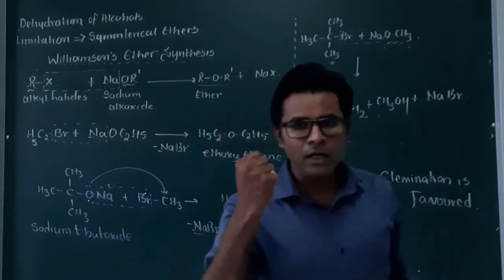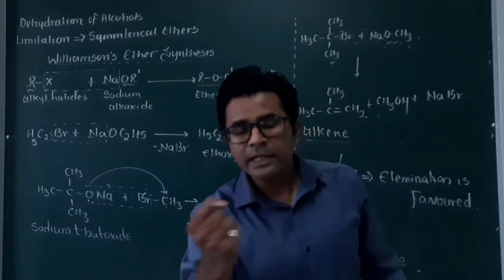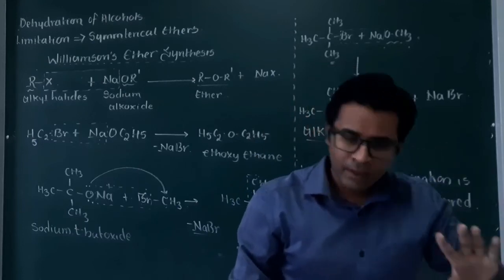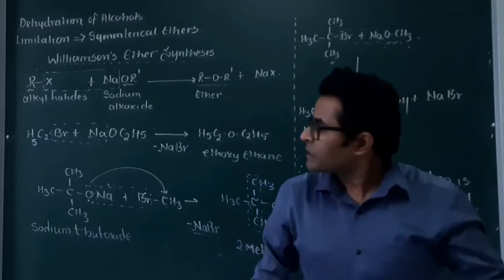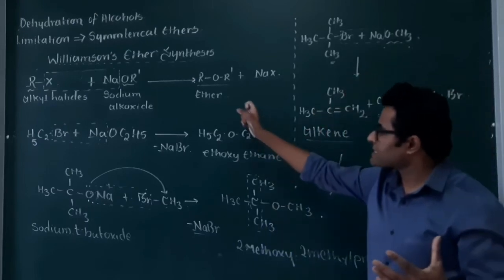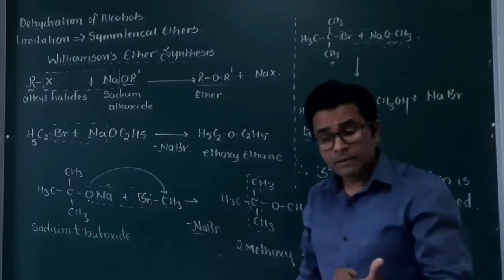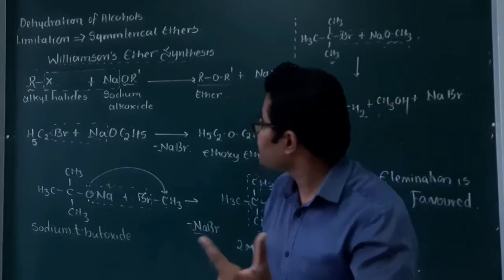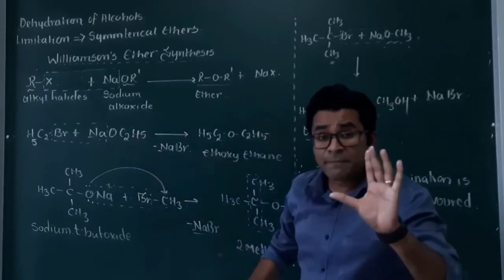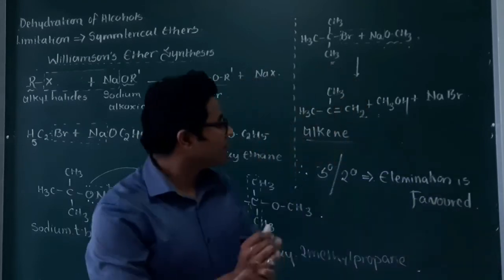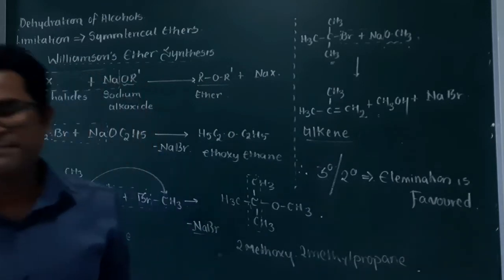So this was about the Williamson's ether synthesis, wherein we take an alkyl halide and react it with sodium alkoxide, leaving a product that is an ether. Correct. Now, usually the product is obtained more if we have primary alkyl halides. That's a key point, right? So, let's observe the next one.